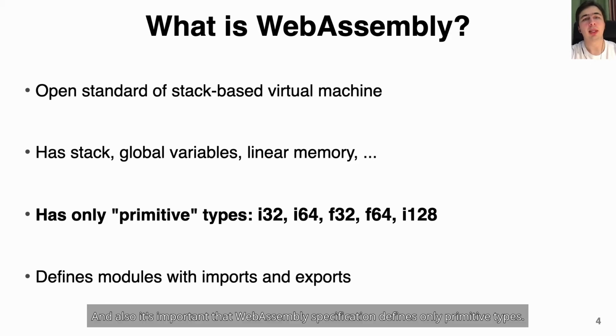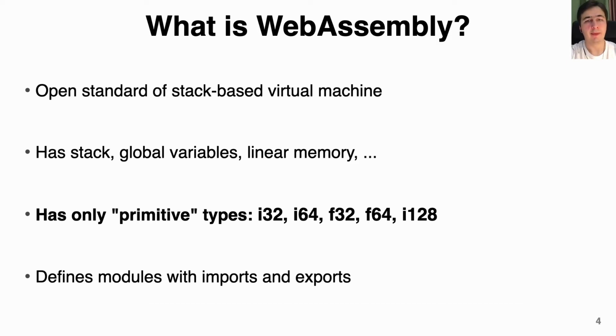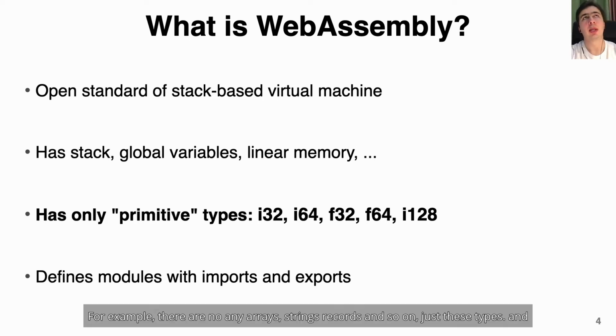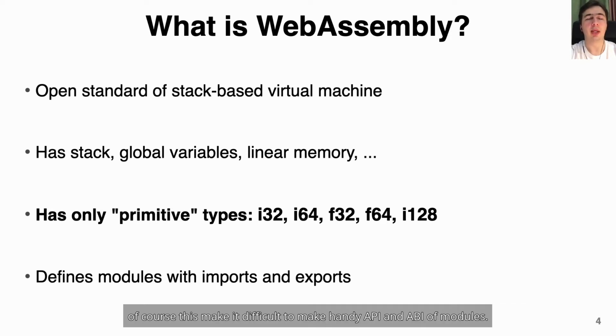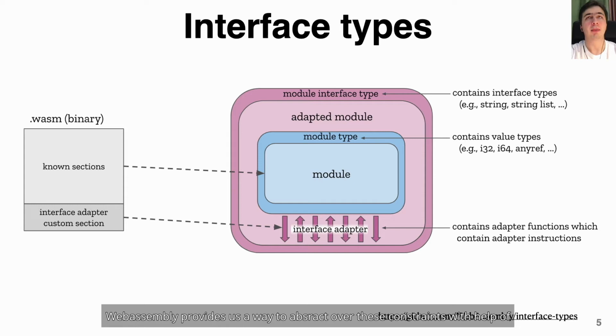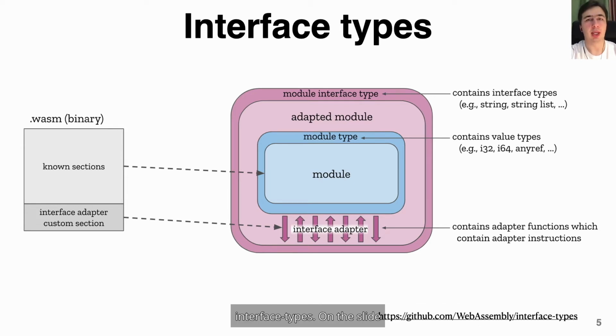Also, it's important that the WebAssembly specification defines only primitive types. By primitive I mean that there are only integers and floating point numbers. For example, there are no arrays, strings, records, and so on. Just these types. And of course this makes it difficult to make a handy API and ABI for modules. But WebAssembly provides us a way to abstract these constraints with the help of interface types.